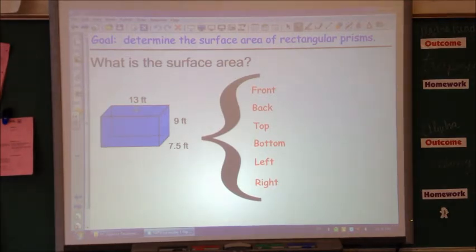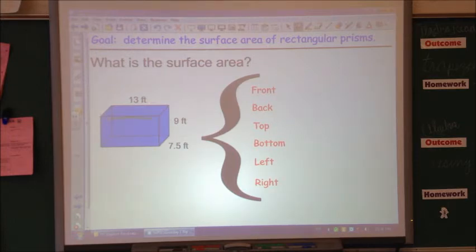So to find the surface area, I first have to figure out that there's a front, which is right here. There's a back, there's a top, there's a bottom, there's a left, and then there's a right side to a rectangular prism. So what I want you to do is write down all of these parts inside of your brace mat.